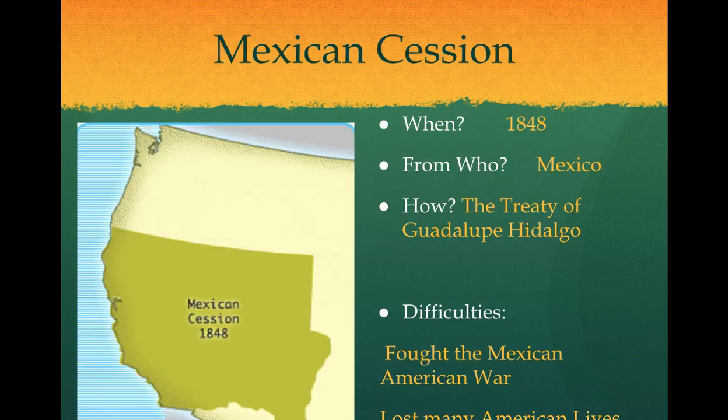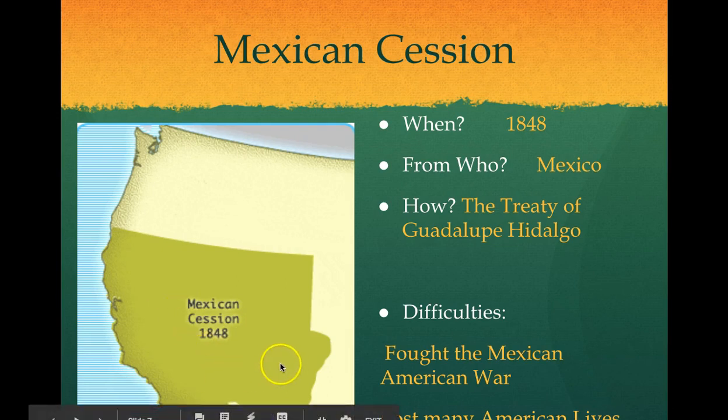The Mexican Cession. So the Mexican Cession is important to us because it includes Nevada. It includes California, Nevada, part of Colorado, Utah, most of Arizona, and most of New Mexico. And we got it in 1848 from Mexico with the Treaty of Guadalupe Hidalgo. So after the war, not only did we get Texas from Mexico, we got the Mexican Cession. They fought the Mexican-American War to get this land. And in the treaty, Mexico lost this big chunk of land to the United States. The Mexican-American War saw many Americans lose their lives.